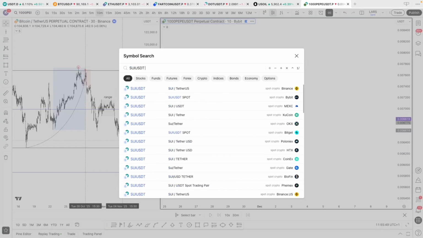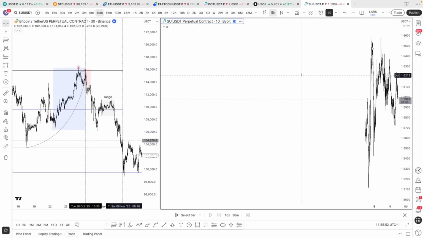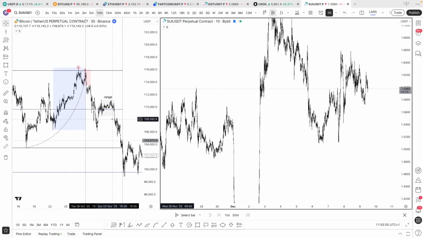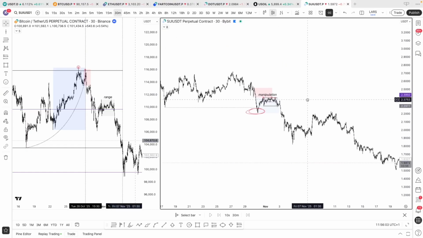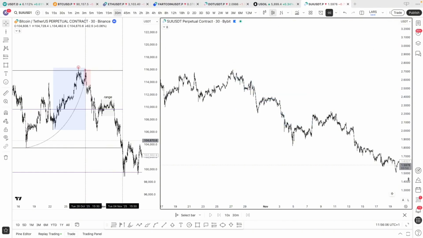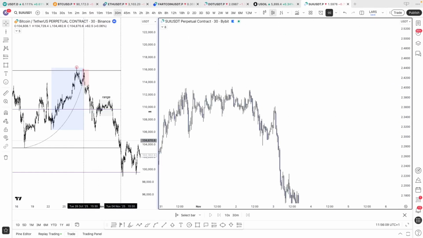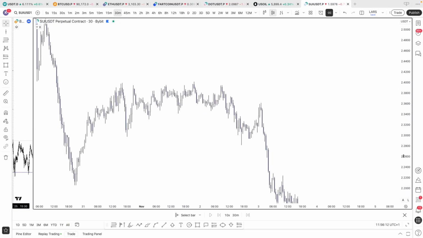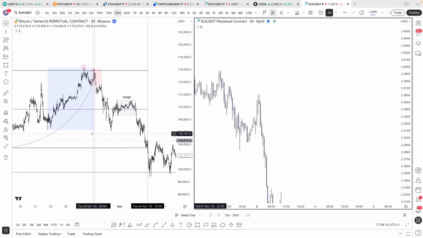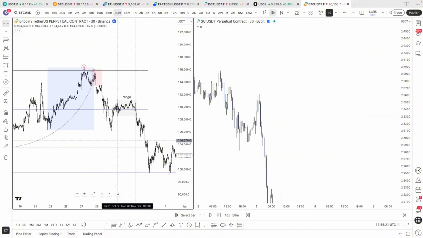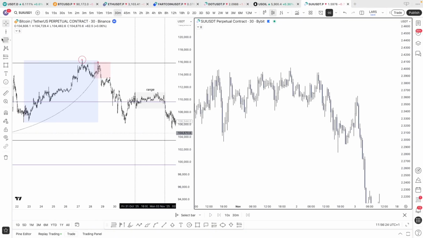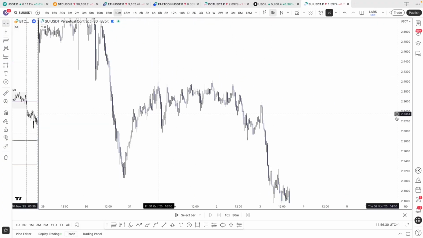So let's pull up right here SUI USDT. Okay, SUI USDT on the 2nd of November right here. Perfect. So, as we are starting the range right here, you can see that this range starts on the 31st of October. When this range here starts on Bitcoin, we start this ranging formation right here on Solana or on SUI.